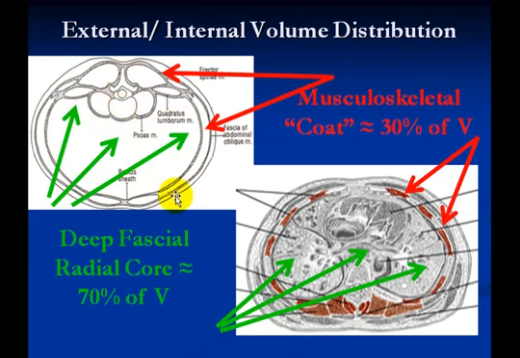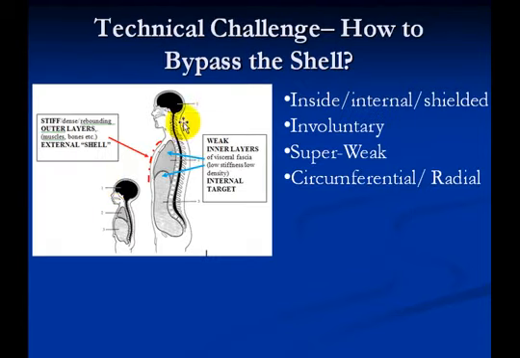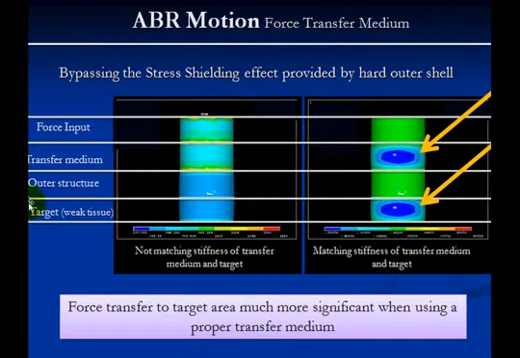So what happens? The contrast between the dense and strong outer layer and the weak outer layers is actually only increasing. So if our goal is to bypass the shell and reach the real deep core, that's when we're facing the technical challenge. And that's the challenge that is being solved, and the way that is being solved is described via this model. So I've kind of gone on a tangent, but let's get back to it.